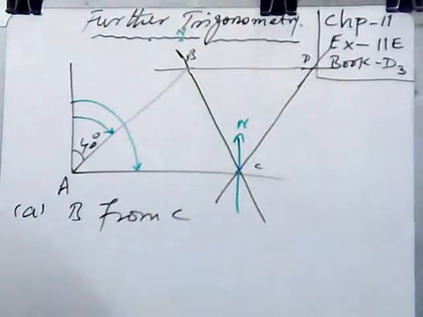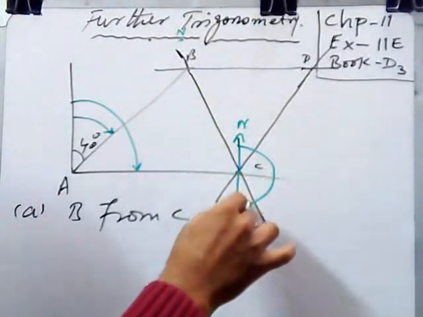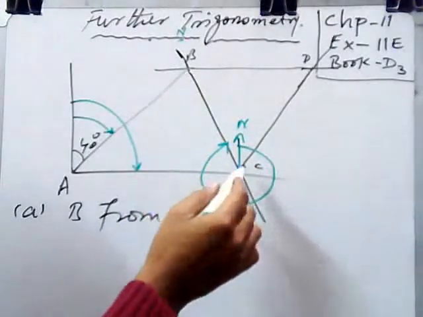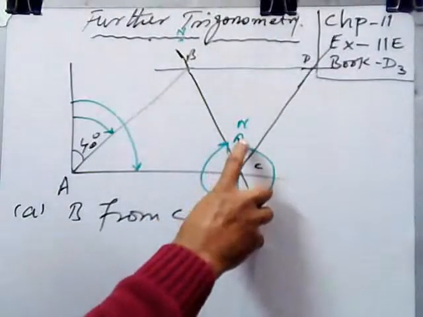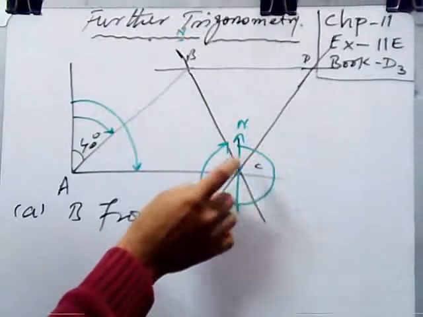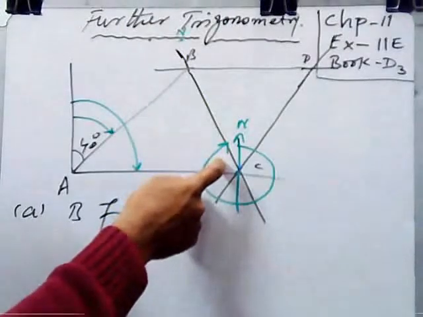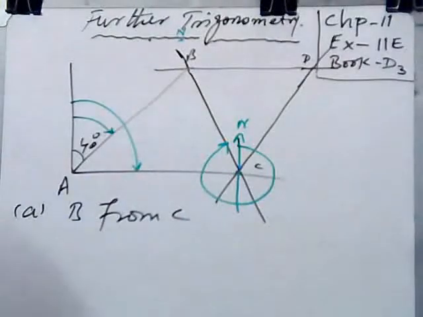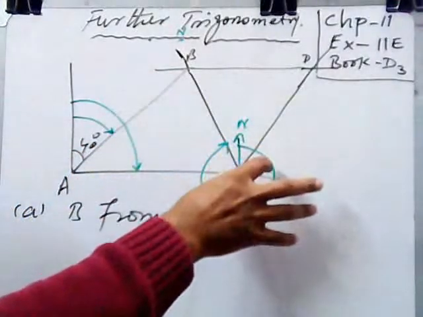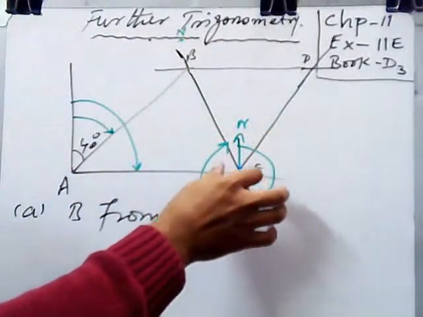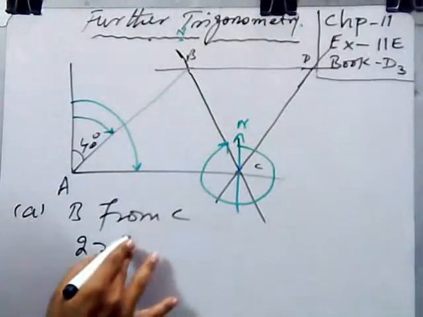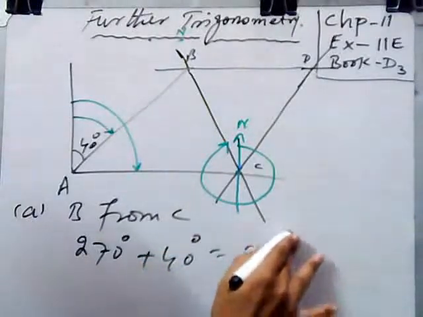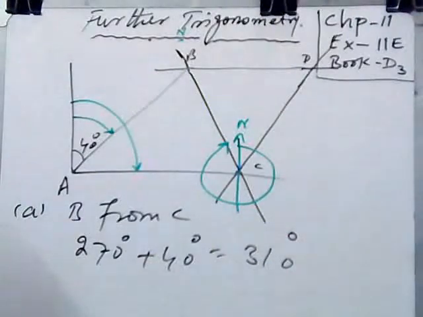Now draw the bearing. We start in clockwise direction up to B. We need all these values except this one. If I could know this one, our simple methodology is to add this one. We are well familiar with the fact that for B from C, the corresponding angle is 40, so 180, 270, plus this angle. So B from C is equal to 270 plus 40 degrees. So you will get 310 degrees.